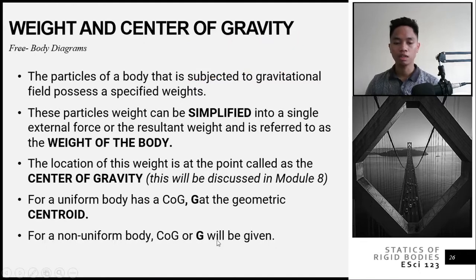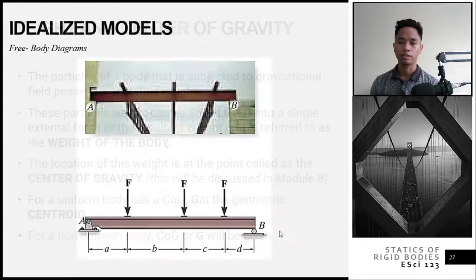But if the given is a non-uniform body, so it is not uniform, the center of gravity G will be given to make it easier. Because again, we will discuss center of gravity in the next modules. Okay, so that's all about your free body diagrams.